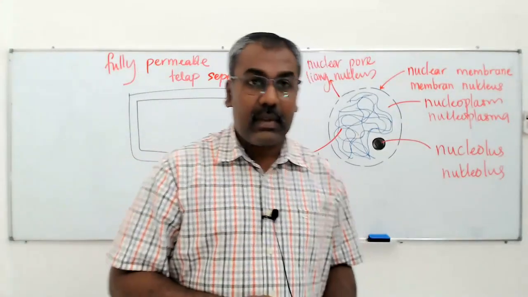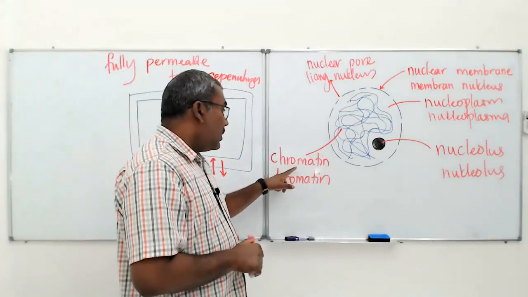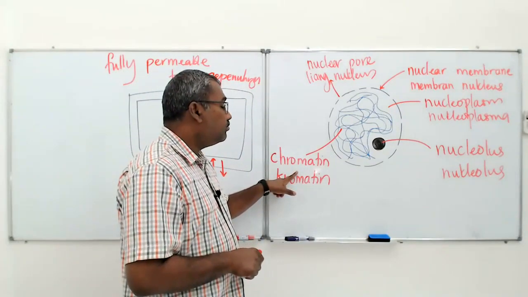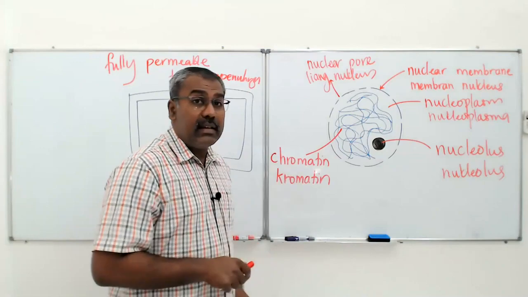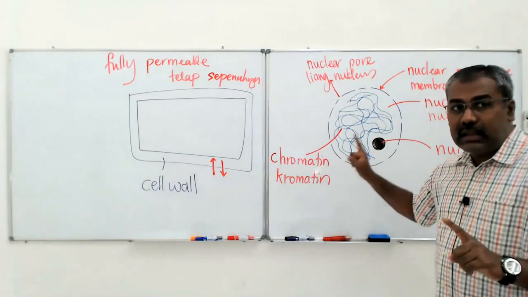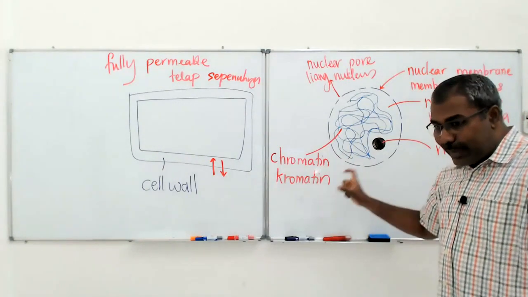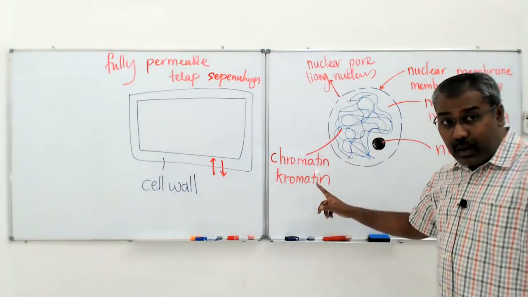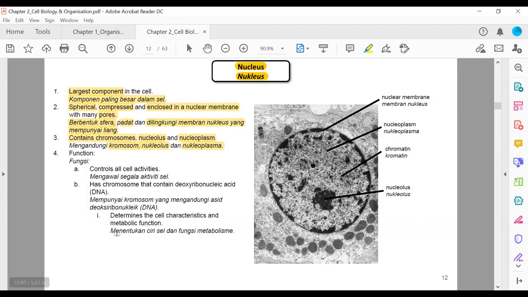Chromatin. Okay. Chromatin carries what? Chromatin membawa DNA. Chromatin carries DNA. That's what chromatin does. Chromatin bawa DNA. Function. Apakah fungsi nukleus? So fungsi nukleus yang pertama, controls all cell activities, mengawal segala aktiviti dalam sel.